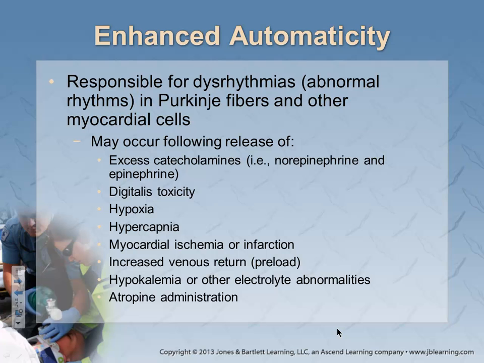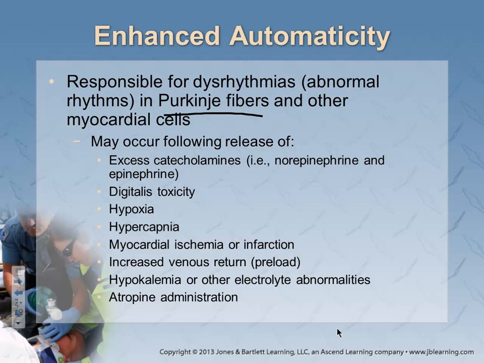Enhanced automaticity is going to be responsible for several dysrhythmias in the Purkinje fibers. What do the Purkinje fibers stimulate? The ventricles. So we may have some ventricular issues. And these are some of the examples of what may cause it. Bottom line, all these things are going to cause excessive cell stimulation. All right?